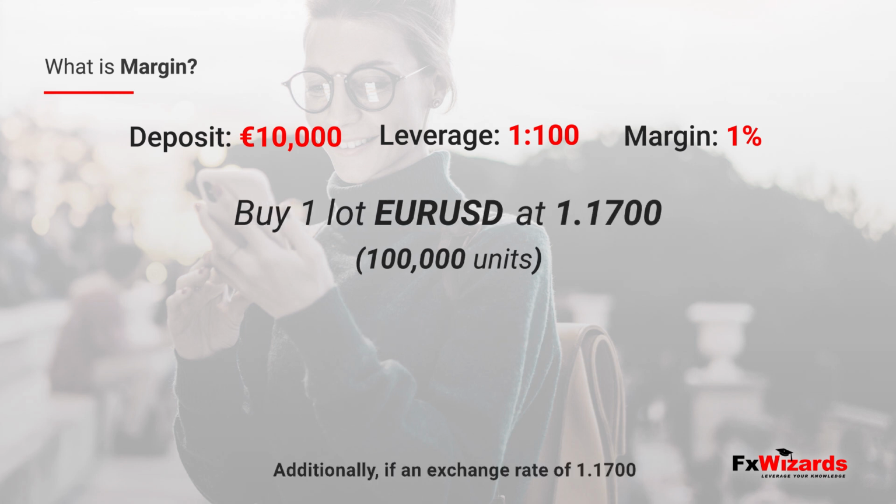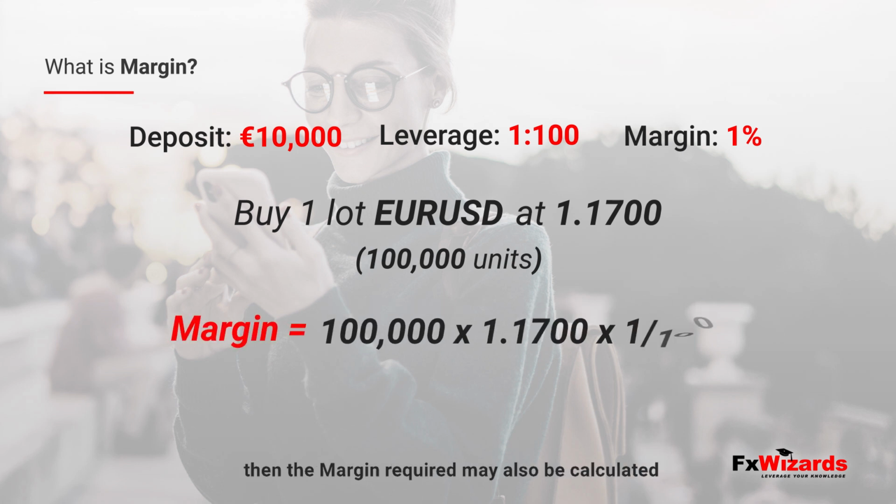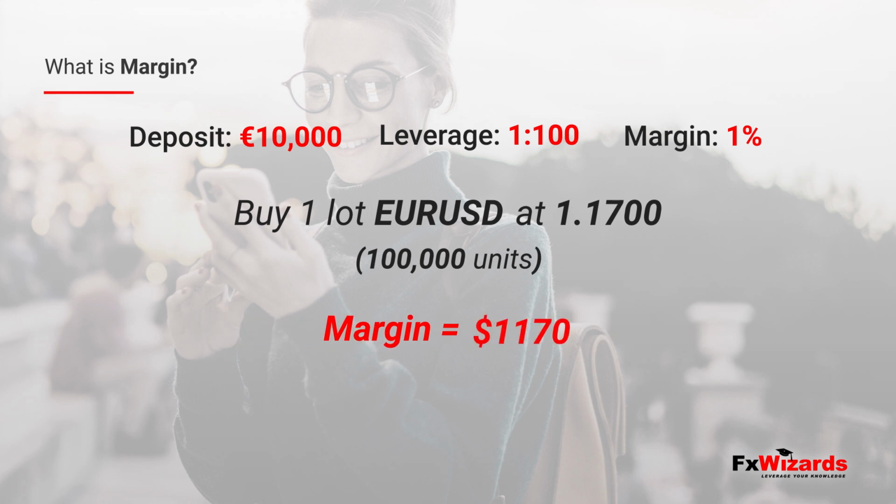Additionally, if an exchange rate of 1.17 was used to place the above order, then the margin required may also be calculated in the quote currency, in this case the US dollar, as shown below. 100,000 times 1.17 times 1 over 100 equals $1,170. Now you know what margin is.